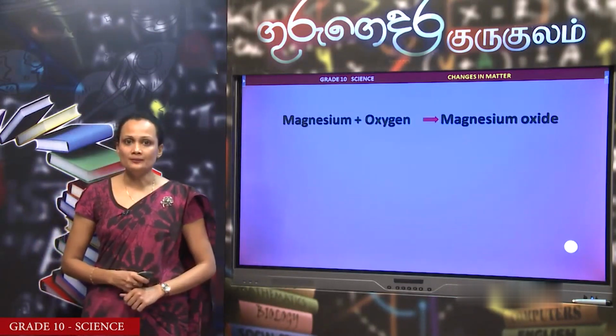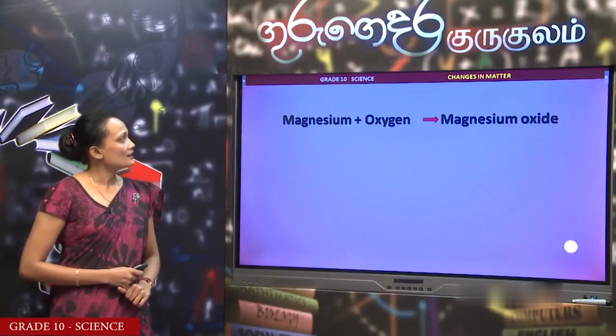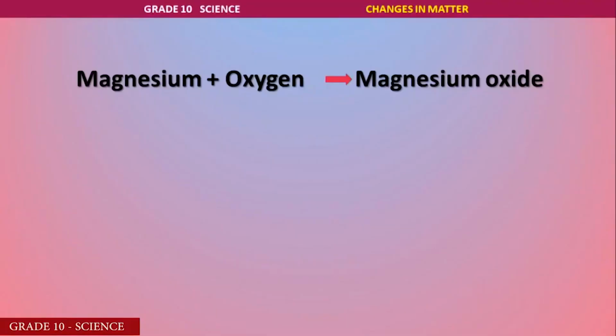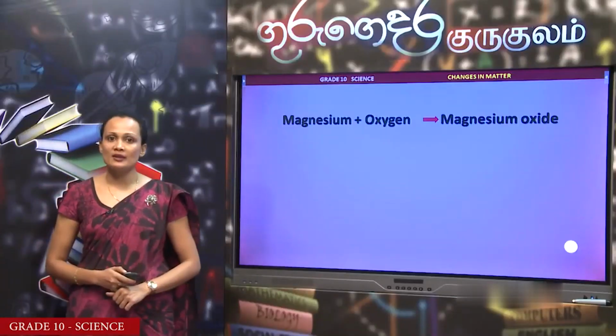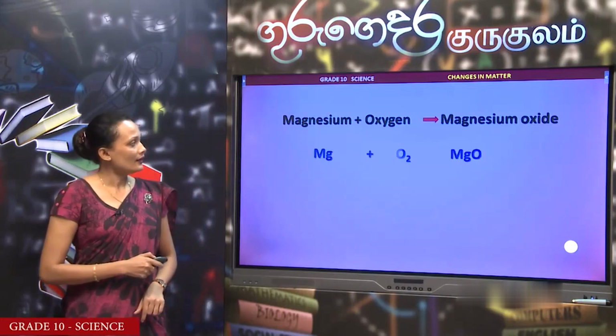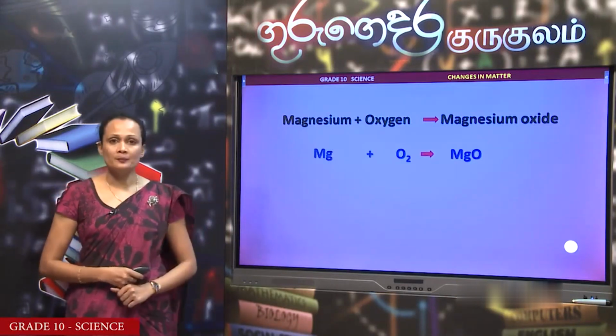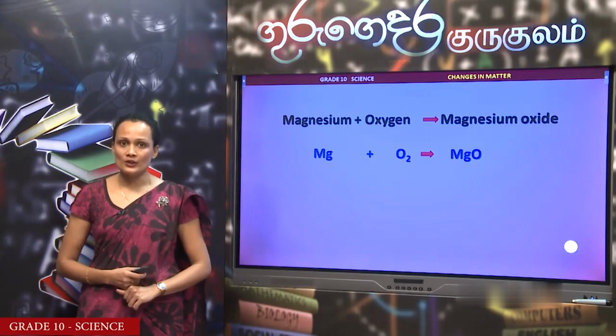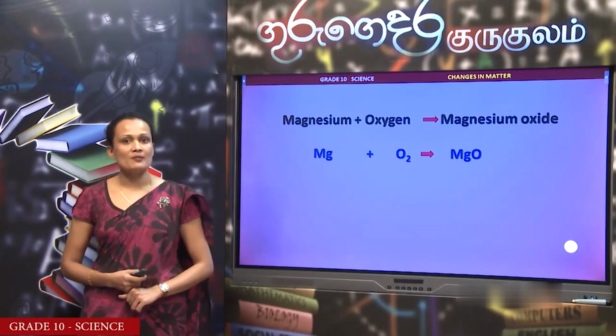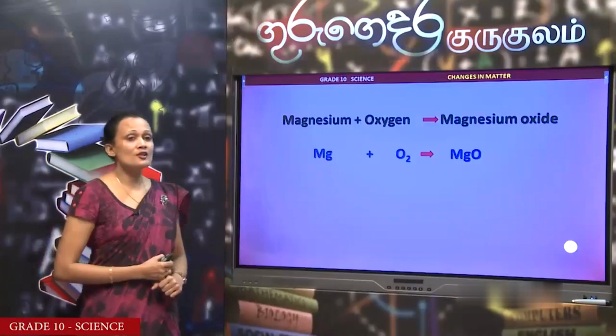As an example, here the reaction between magnesium and oxygen is taken. When magnesium reacts with oxygen, magnesium oxide is formed. That is the word equation for that chemical reaction. Here I have taken the chemical equation for the reaction between magnesium and oxygen. We can represent the reaction like this by using the chemical equation. But it is not balanced.